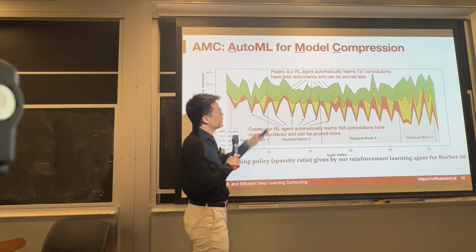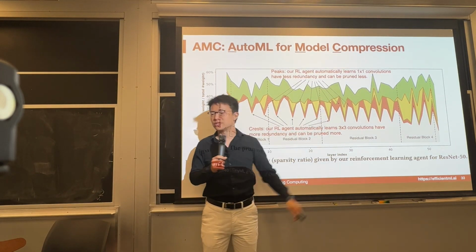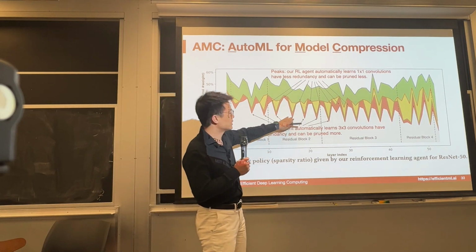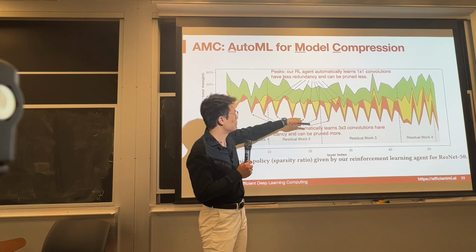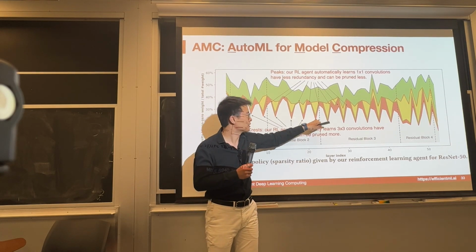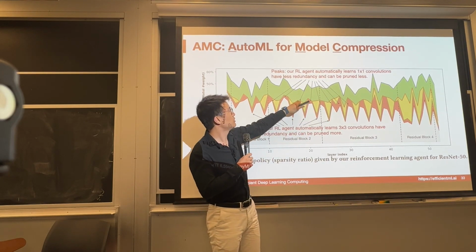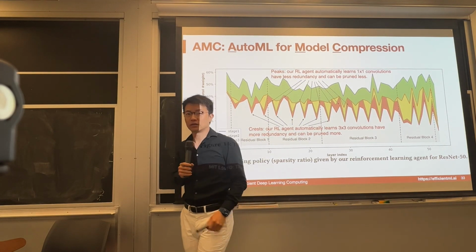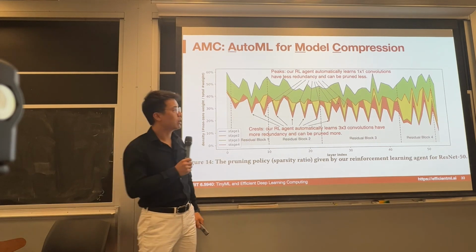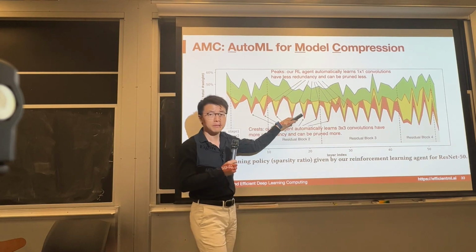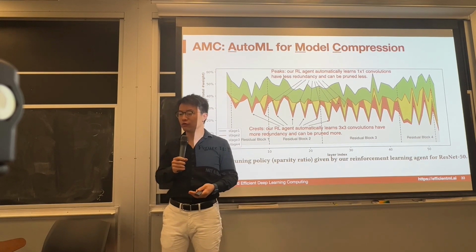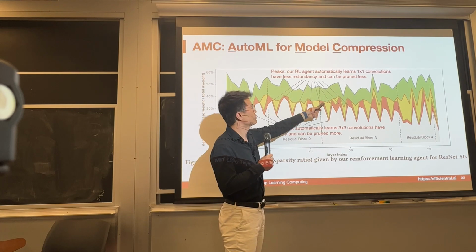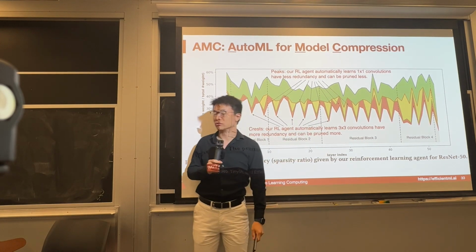We find very clearly this is the zigzag pattern, right? Some of the layers, the agent automatically can be pruned very aggressively, like here, here, and here, versus some of the layers are pruned less aggressively. So I dive deeper to see what corresponds to each layer and find actually these aggressively pruned layers are those 3x3 convolutions, versus these less aggressively pruned layers are 1x1 convolutions.